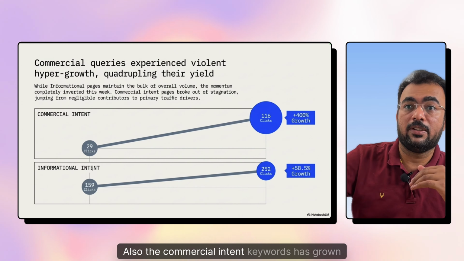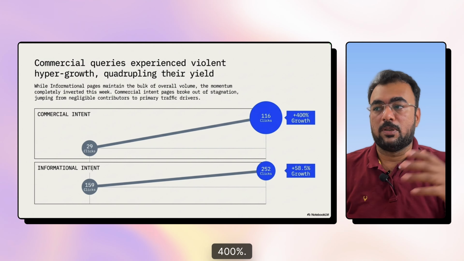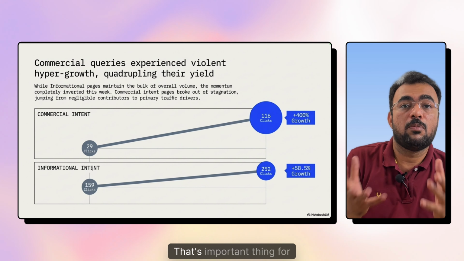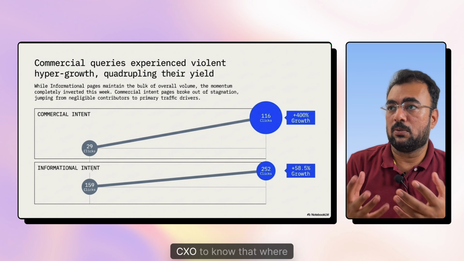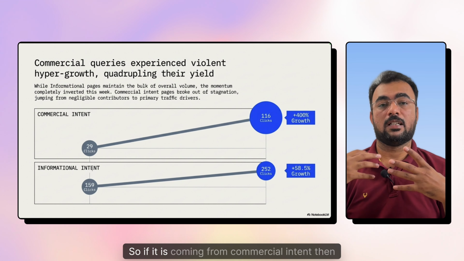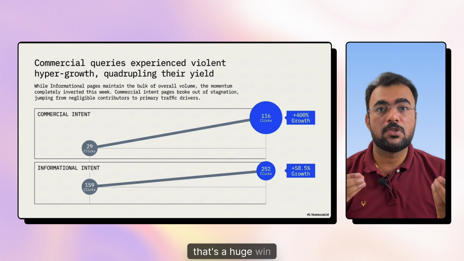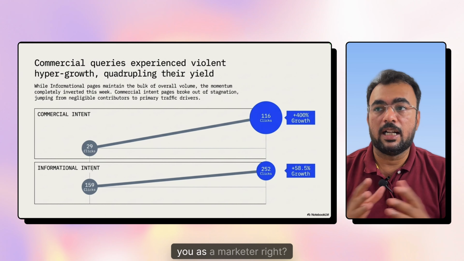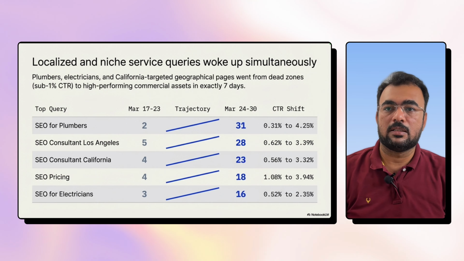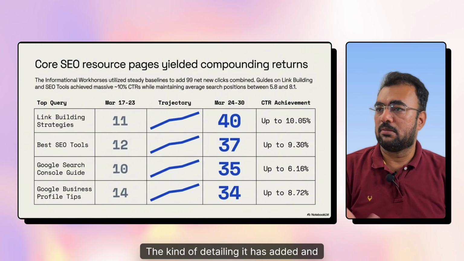Like commercial intent keywords has grown 400%, the informational intent has grown 58%. That's an important thing for a CXO to know, that where my business is coming from. So if it is coming from commercial intent, then that's a huge win for you as a marketer, right? You can just look at the whole report, the kind of detailing it has added, and that's great.